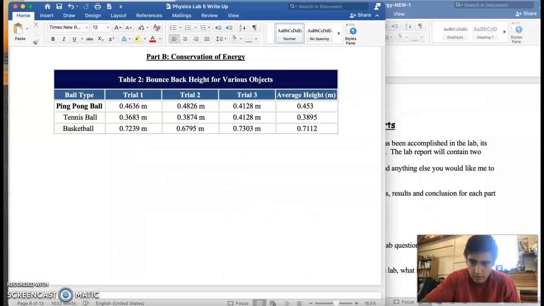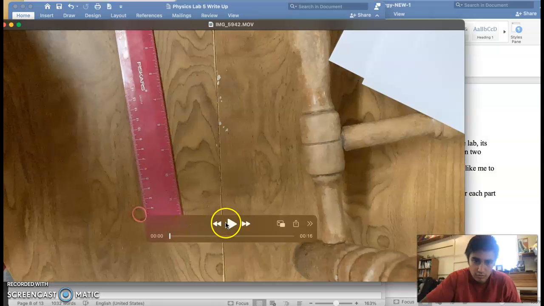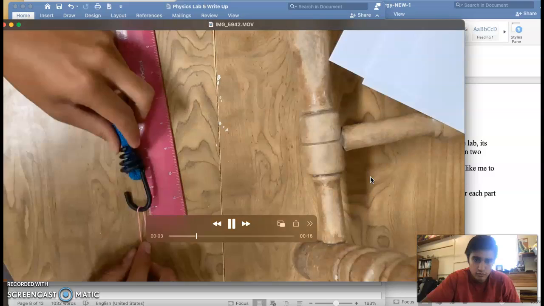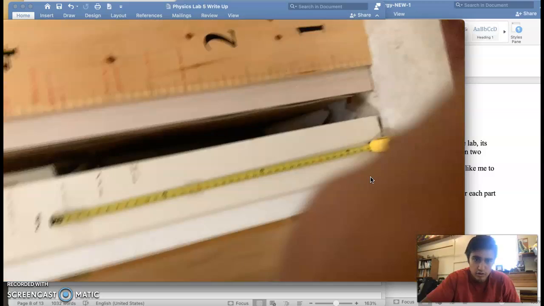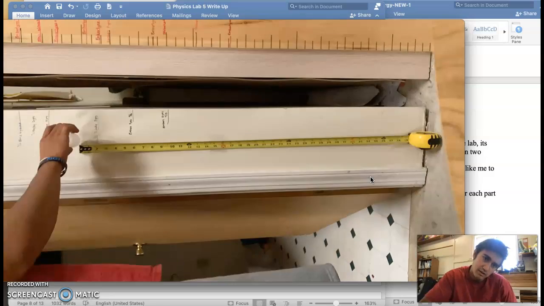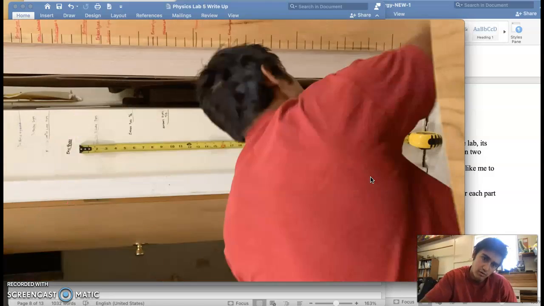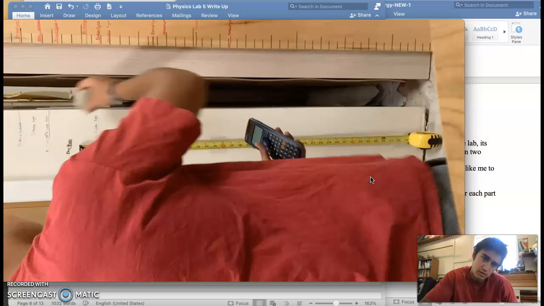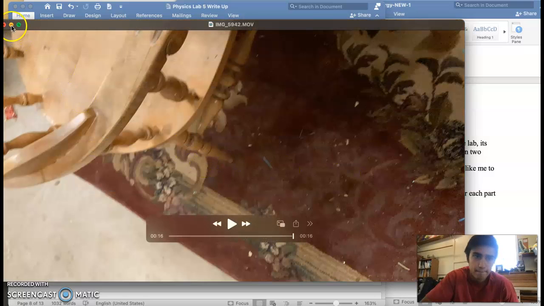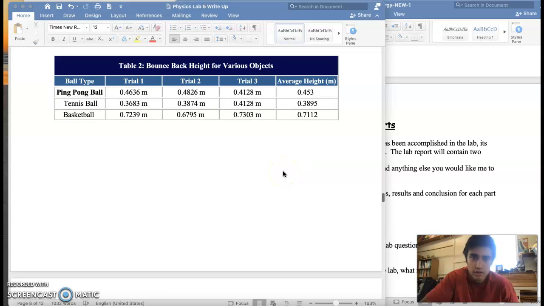Next I have a short video, showing first the measuring of the first part, and then, sorry, it's sideways, but there's me dropping the ball. There we go. That's that. Pretty simple.